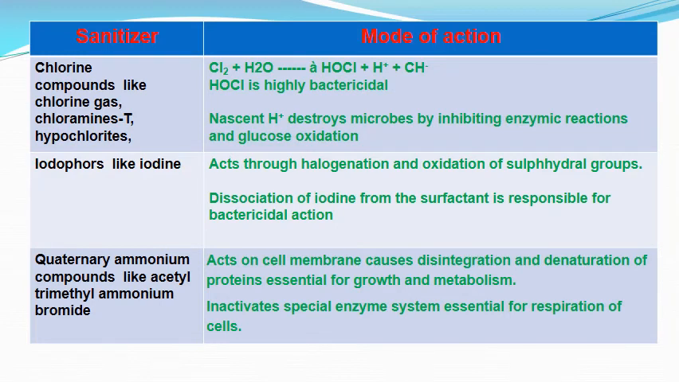Here briefly we will see the mode of action of different kinds of sanitizers. Sanitizers are to kill the microorganisms, especially the pathogens. So the first category, chlorine compounds, are called chemical sanitizers. Chlorine compounds or chlorine gas are available, like chloramine T or hypochlorites. Basically chlorine reacts with water and forms hypochlorous acid, and this hypochlorous acid is highly bactericidal and it kills all the microbes. So nascent hydrogen ion destroys microbes by inhibiting enzymic reactions and glucose oxidation.